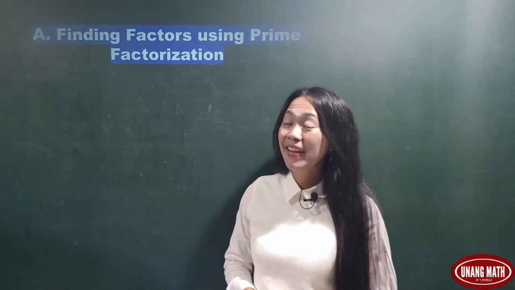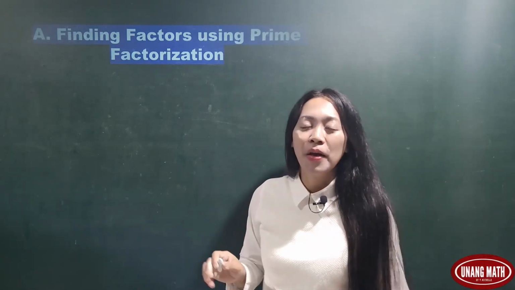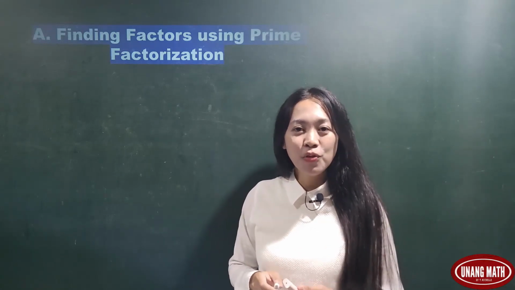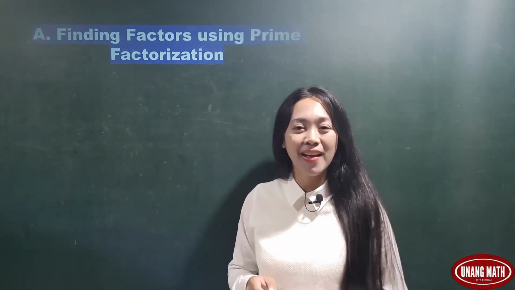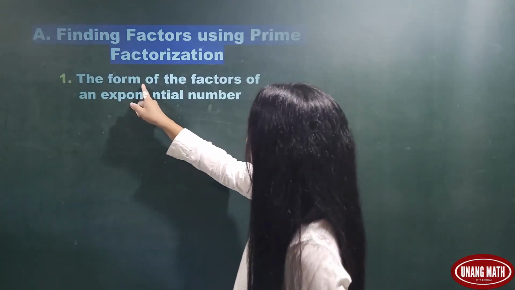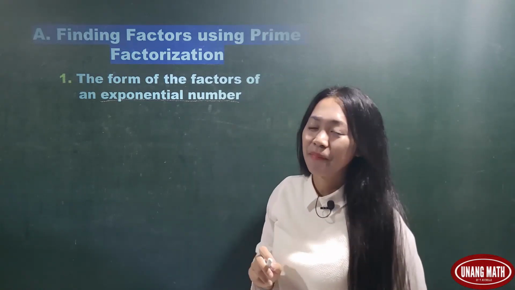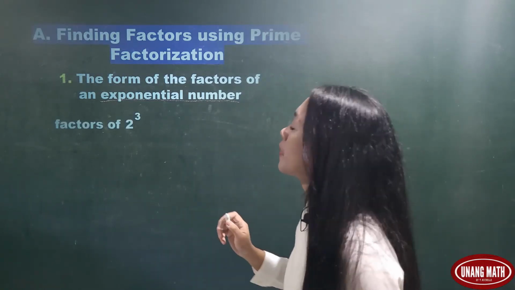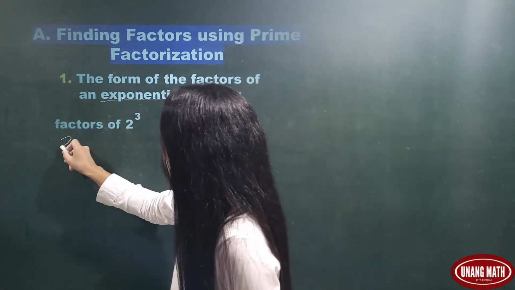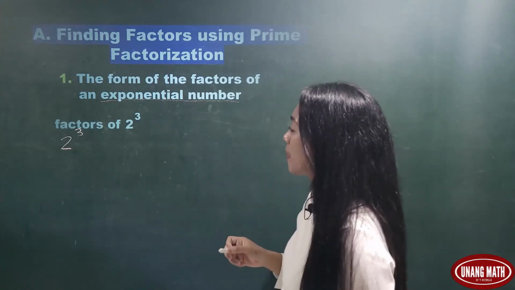Let's begin with finding the factors using prime factorization. Before we do that, you need to understand first these 2 forms of numbers that we will encounter in this topic. The first one is the form of the factors of an exponential number. Okay, let's give an example. What are the factors of 2 raised to the power of 3? 2 raised to the power of 3 is an example of an exponential number.